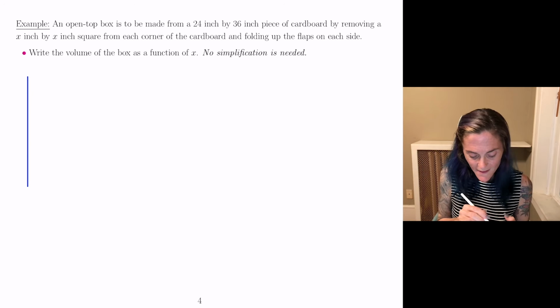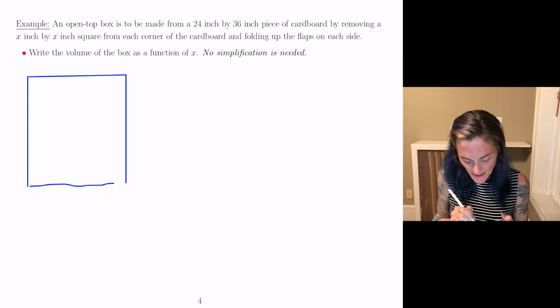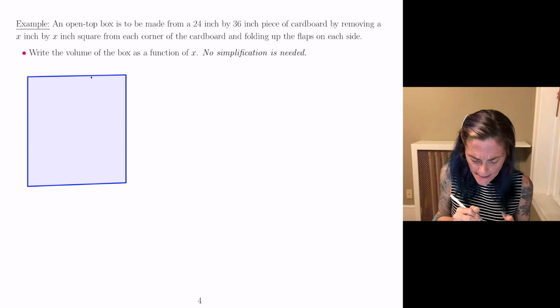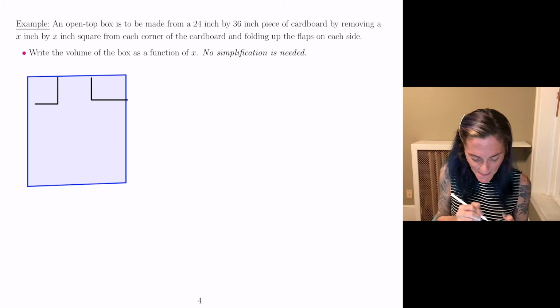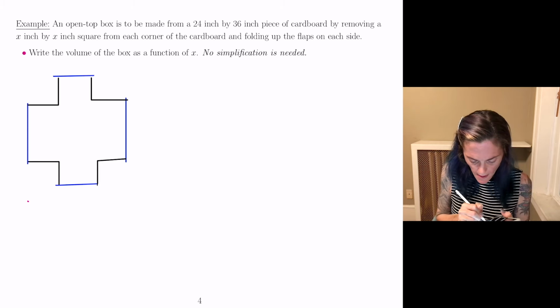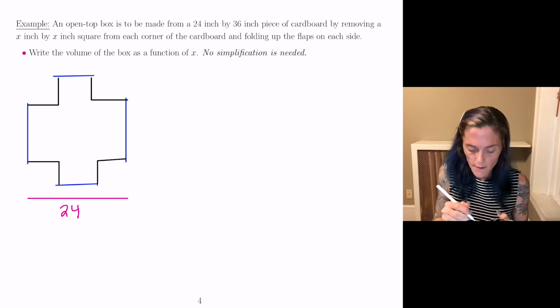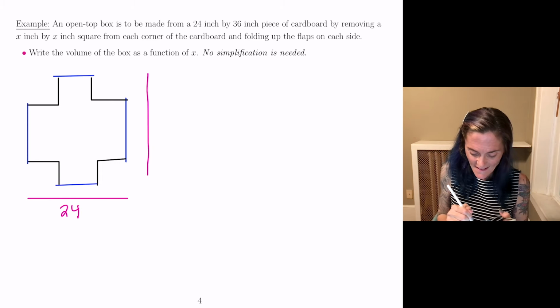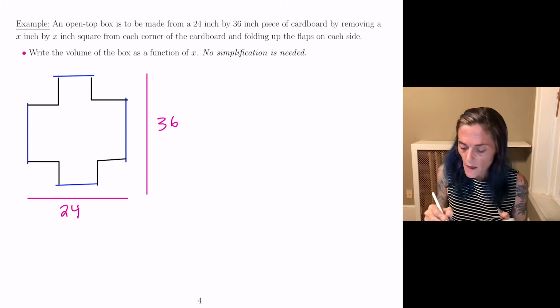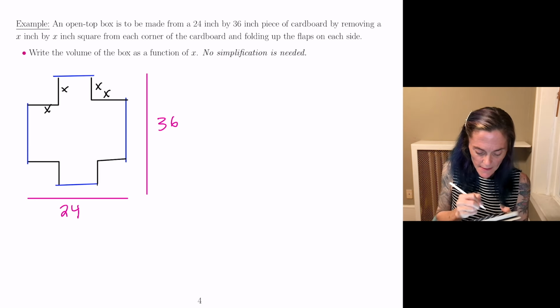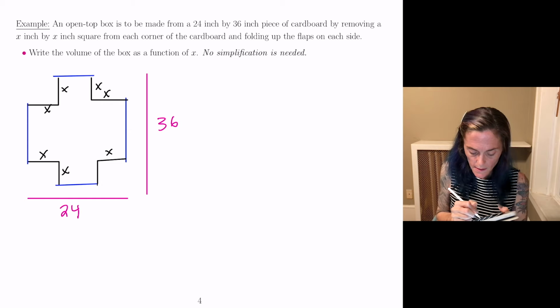We have two more. This one is a little bit different than the last two. This one was on a recent final exam as well, at least the setup part. We won't be doing the optimization part. So let me draw a picture for this. So we have, maybe this is length 24 inches. This is length 36 inches. And then we have removed these little x by x squares at each corner.